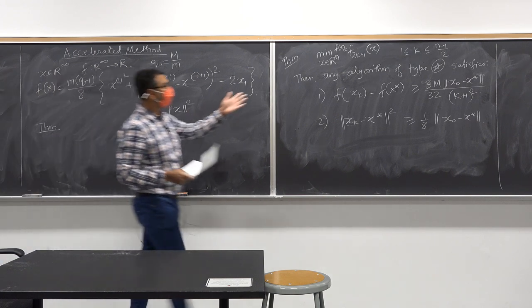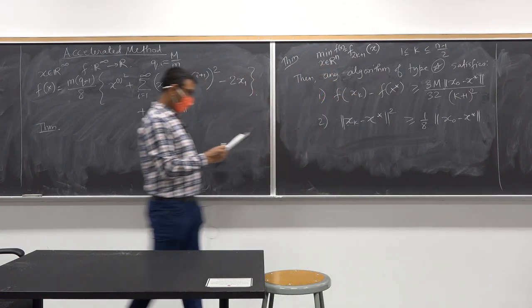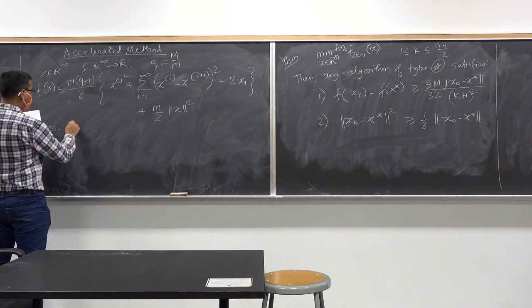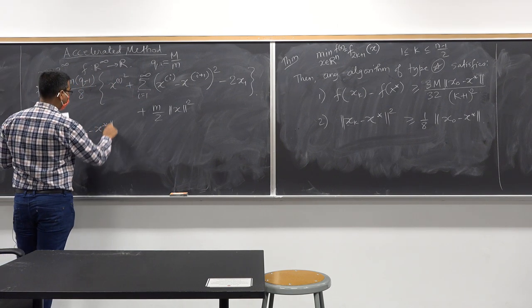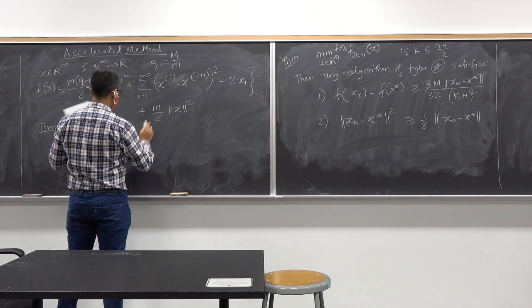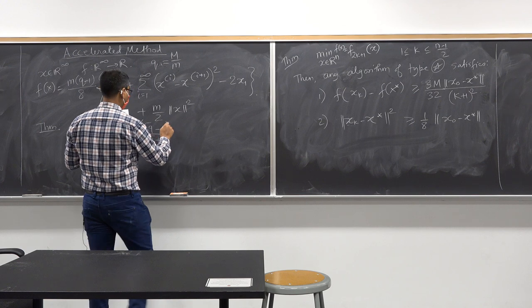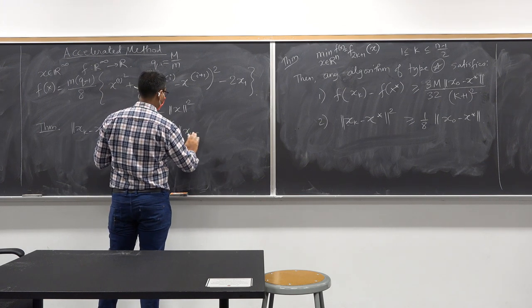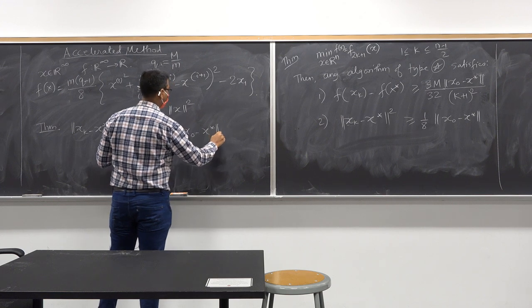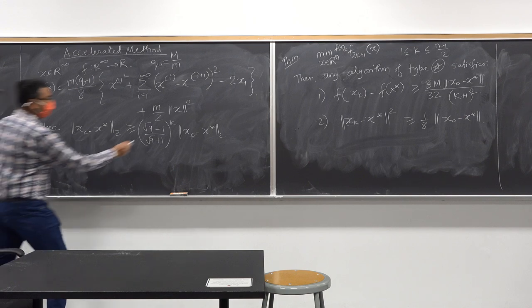The rest of the statement is the same. I want to minimize this function, and I'm picking any algorithm of type star. And I get the norm of xk minus x star, 2-norm, is greater than or equal to square root of q minus 1 over square root of q plus 1, raised to k, times the norm of x 0 minus x star, 2-norm. This is the ultimate lower bound you can get, q.